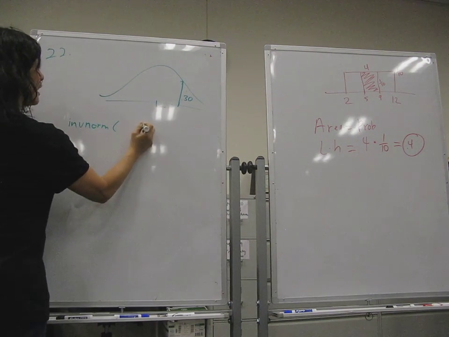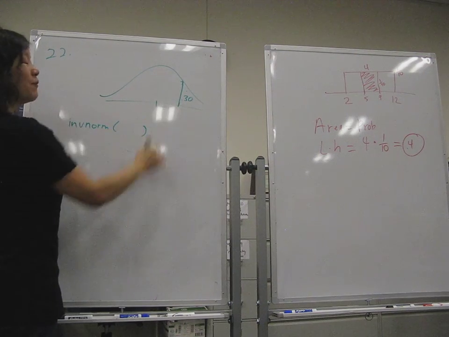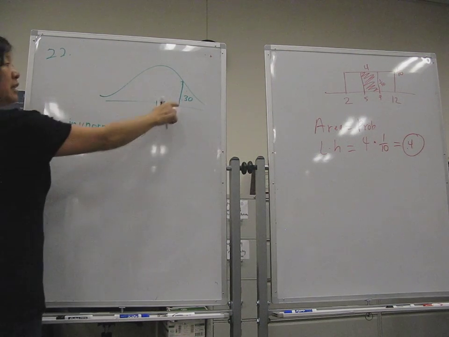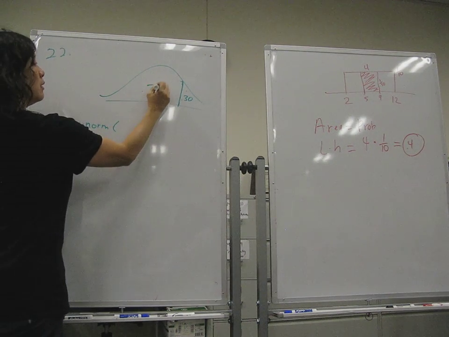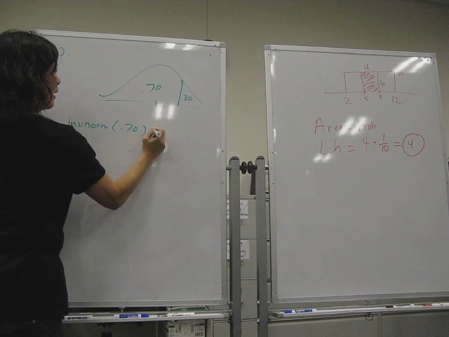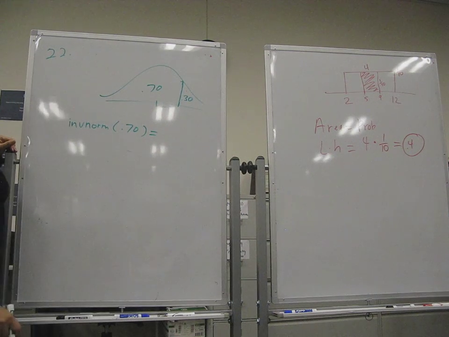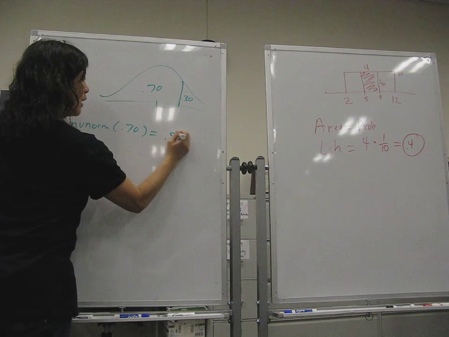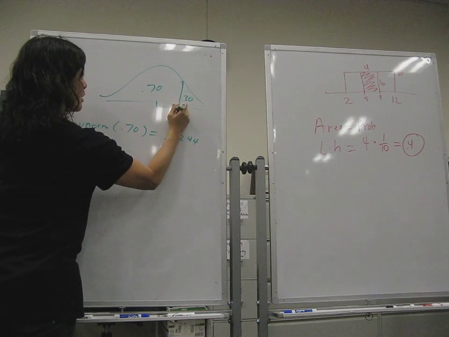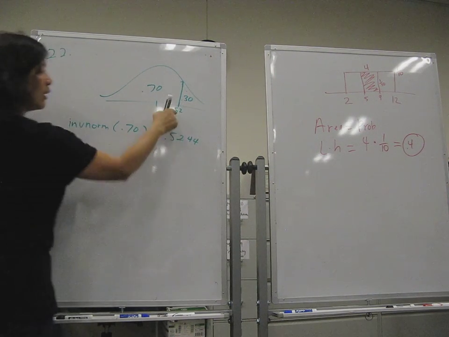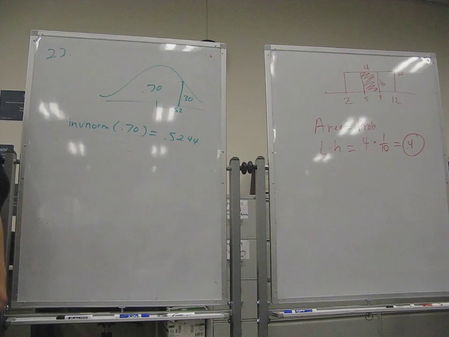But wait, I need to feed it an area, but not the right area, I need to feed it the left area. Yeah, so if my right area is 30, what's my left area? 70. And what do we get when we do that? 5244. Okay, so I'm going to round that to two decimal places, 0.52. And that's the z-score. Everybody good with that part?